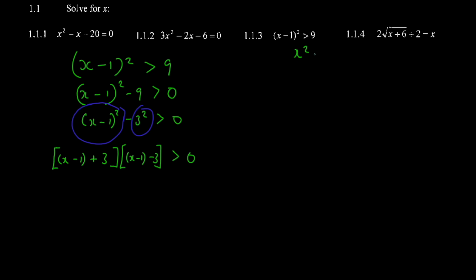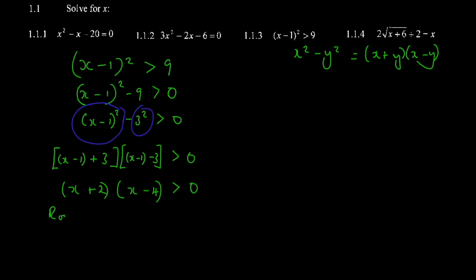Whenever you have x² - y², you get x in each bracket, then you say plus y, then minus y. In other words, the square root of the first square comes first in each bracket, and then you add and subtract alternately for the second square. Here we have x - 1 + 3, which gives x + 2, and x - 1 - 3, which gives x - 4. And this is greater than 0.